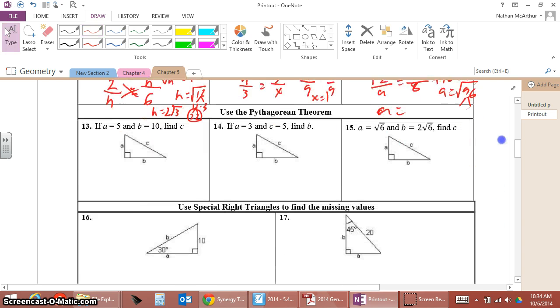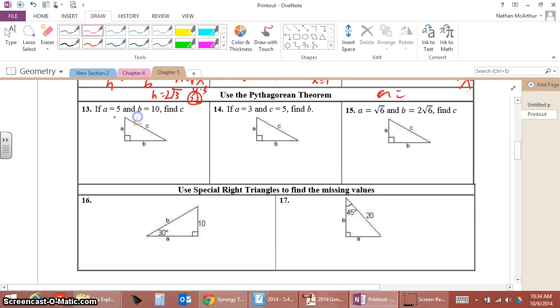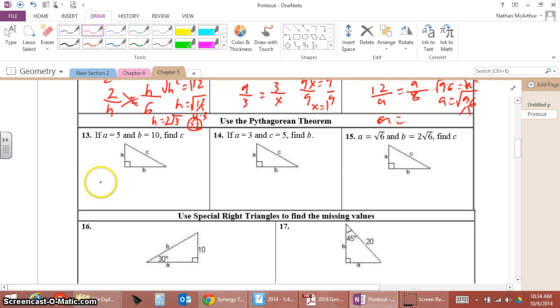Okay, moving on. So using the Pythagorean theorem, a equals 5, b equals 10. Well, that kind of gives it, that's kind of nice. I say that 5 squared plus 10 squared is equal to c squared. This gets us to 125 equals c squared. Square root both sides. C equals 5 root 5. Did that with my head, because 25 goes into 125 5 times. So you get 5 times 5 times 5, pull out your pair of 5s.